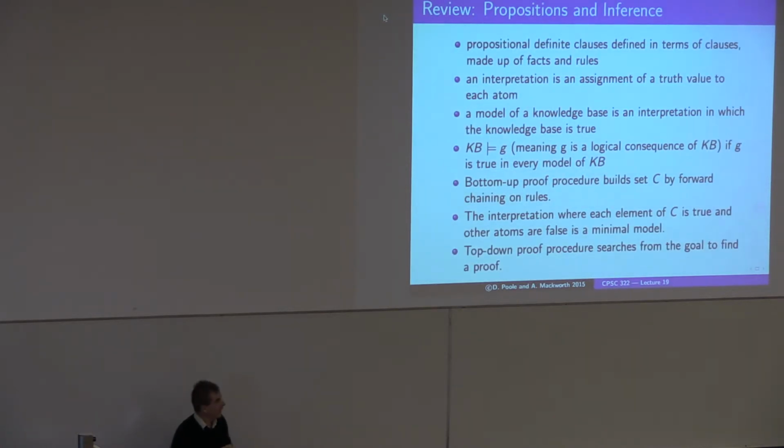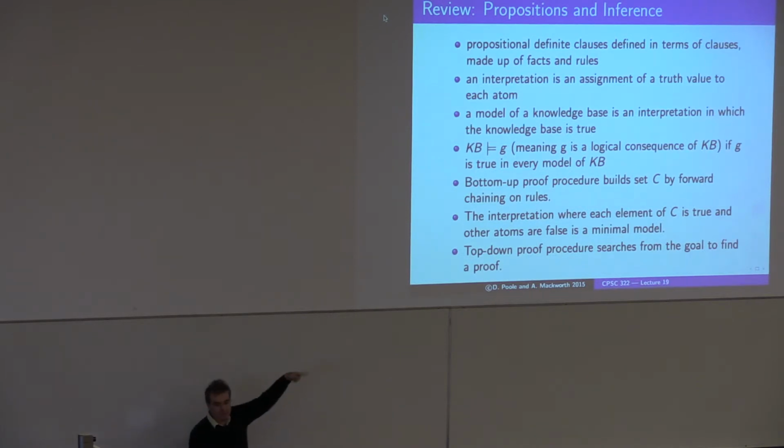All right. So what we did last time was we looked at propositions and inference. Here's a summary of it. We did the bottom-up one, and we did top-down proof procedures. A top-down proof procedure searches from the goal to find a proof.